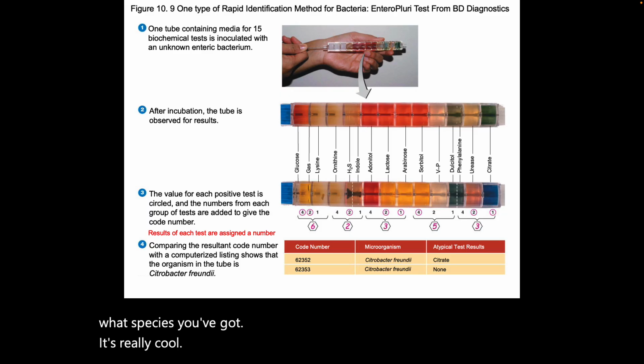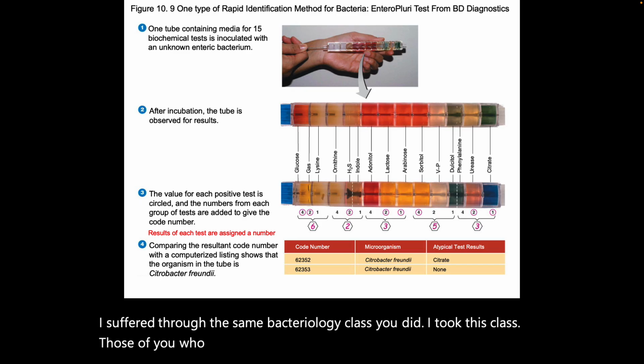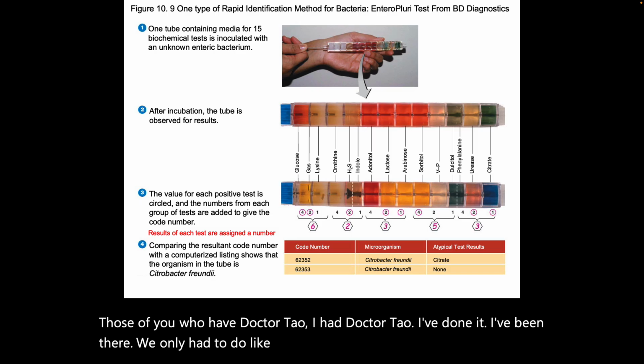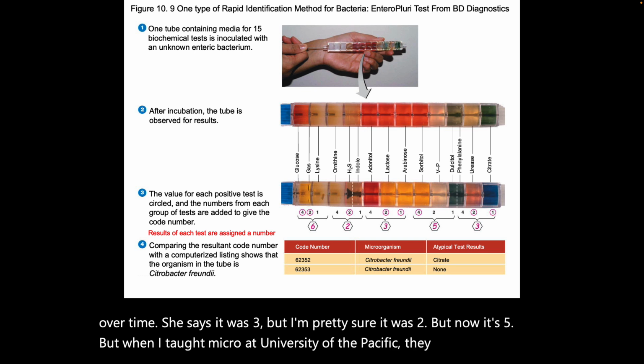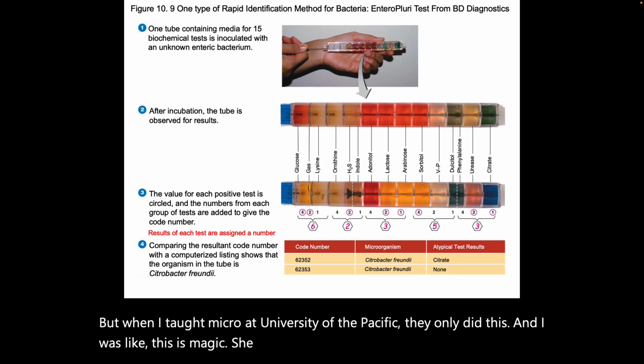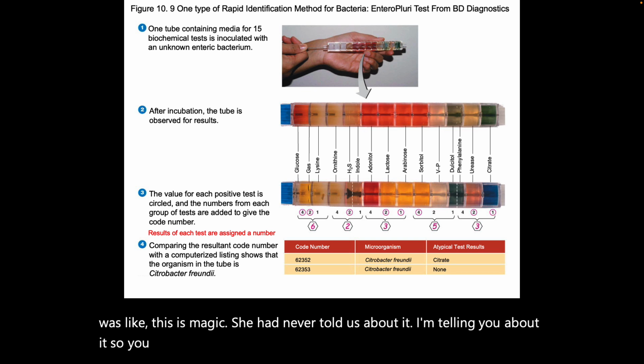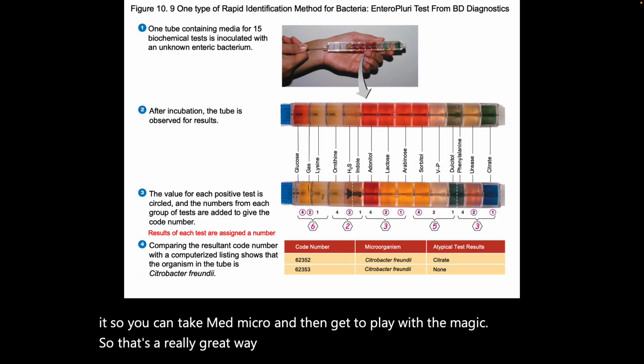I suffered through the same bacteriology class you did. Those of you who have Dr. Tao, I had Dr. Tao. I've been there. We only had to do like 2 species in our unknown mix. She got harder over time. She says it was 3, but I'm pretty sure it was 2. But now it's 5. When I taught micro at University of the Pacific, they only did this, and I was like, this is magic. She had never told us about it. I'm telling you about it so you can take med micro and get to play with the magic. So that's a really great way to do 15 different biochemical tests and much more easily identify your organism.